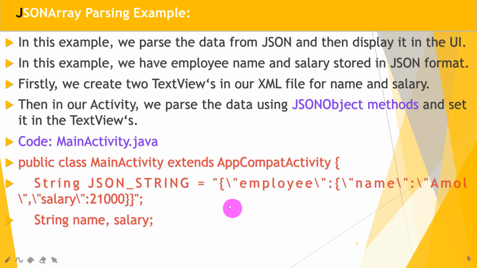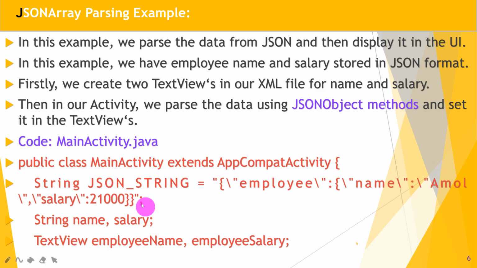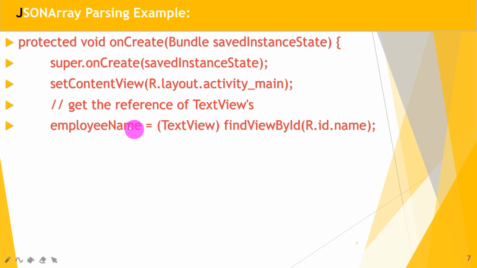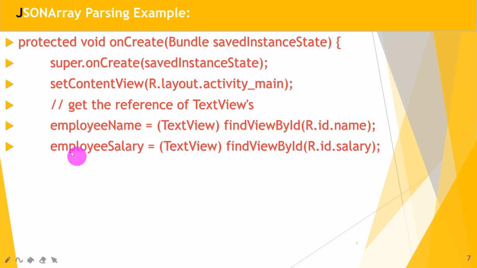Great. So it represents a JSON object. Okay. So next one is text view and string name and salary. Great. In the onCreate method, first we have to get the reference of text views by using the findViewById method. So one reference for employee name and second reference for employee salary.